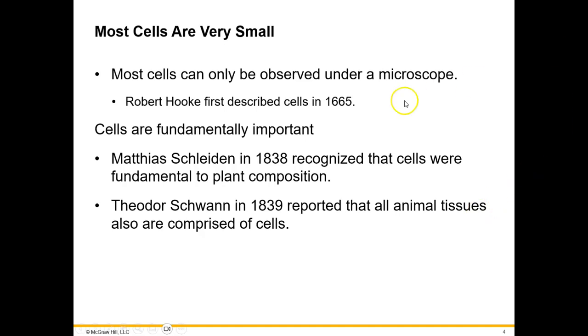So you can see we've got a long distance between the first description of a cell using a microscope in 1665 to the realization that all plants and animals are composed of cells, which was roughly 200 years later.